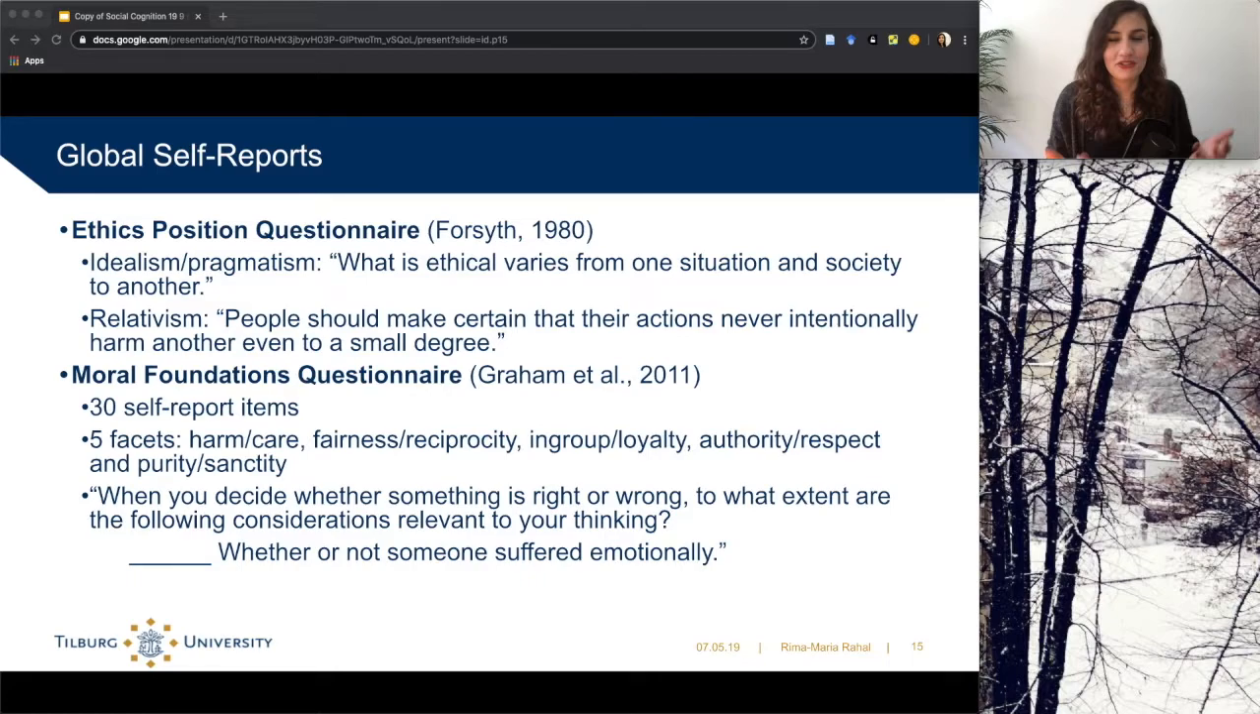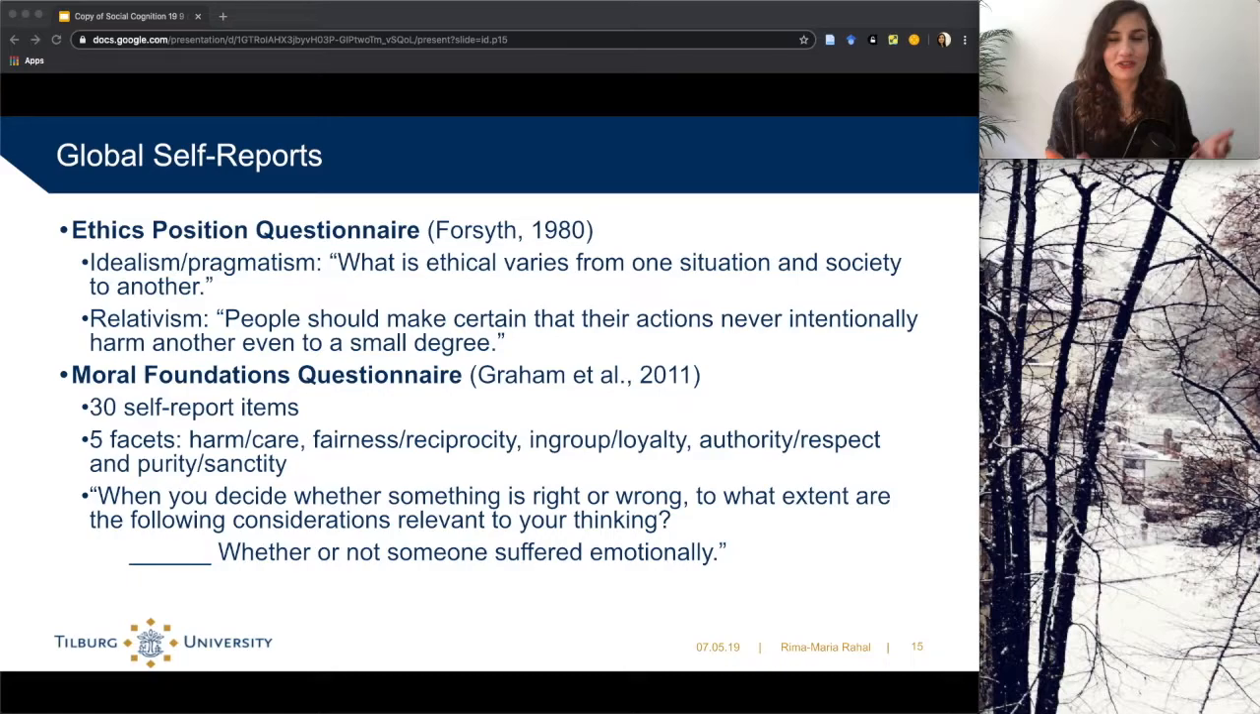And one of the classics of talking about moral types, moral personality, is the Moral Foundations questionnaire, which considers 5 facets: harm versus care, fairness and reciprocity, in-group loyalty, authority and respect, and purity, sanctity. And we'll get back to this one in more detail in the next session. But let me just give you an example item here. An example would be, when you decide whether something is right or wrong, to what extent are the following considerations relevant to your thinking? For instance, whether or not someone suffered emotionally.